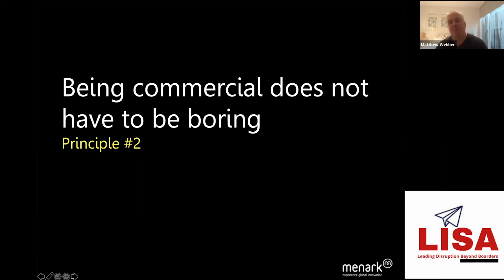The second principle is the commercial side of the business does not have to be boring. And I know sometimes when we're doing product development or workshops around concept design, that can be so exciting, but doing the nuts and bolts is often viewed as a very boring part of it. It doesn't have to be boring, particularly when you're engaging partners and others in understanding what the commercial lens is.